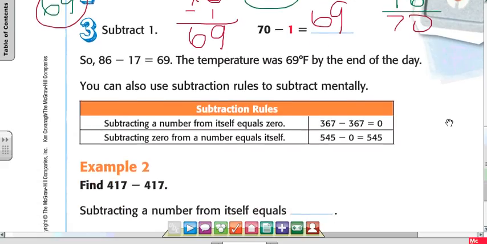Okay, look at some subtraction rules. It says subtracting a number by itself equals 0. 10 minus 10, 20 minus 20, 1,256 minus 1,256 is 0. Subtracting 0 from a number equals itself. 10 minus 0, 9 minus 0, 9. 15 minus 0 is 15, 25 minus 0 is 25.